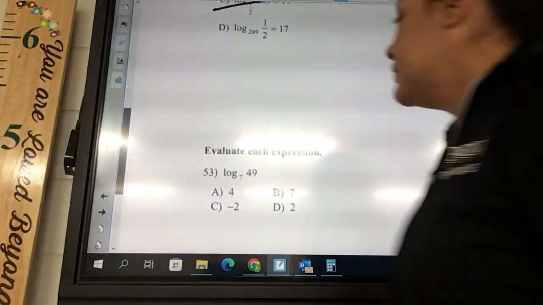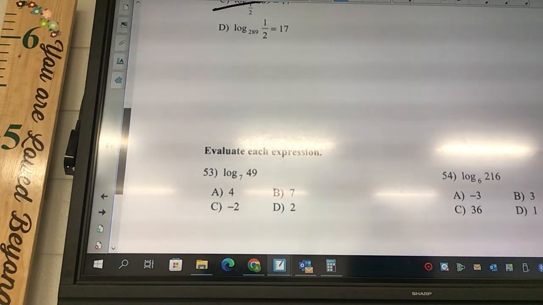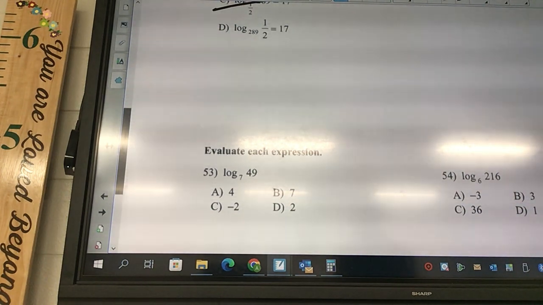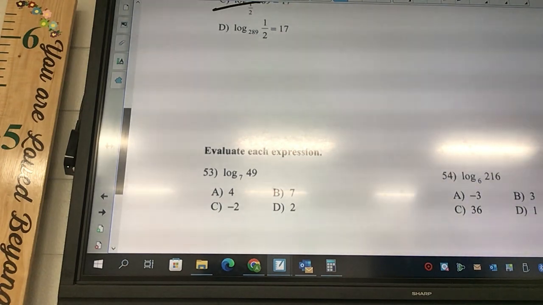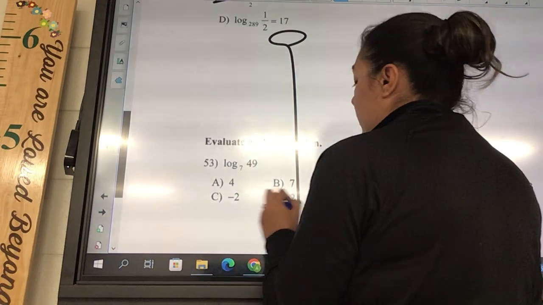Okay, 53, you got to plug in your calculator. What is log 7 of 49? I have no idea, so plug it in. 2. Oops. So that's going to be D.